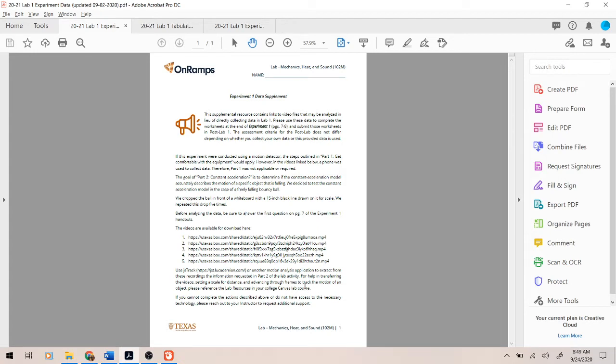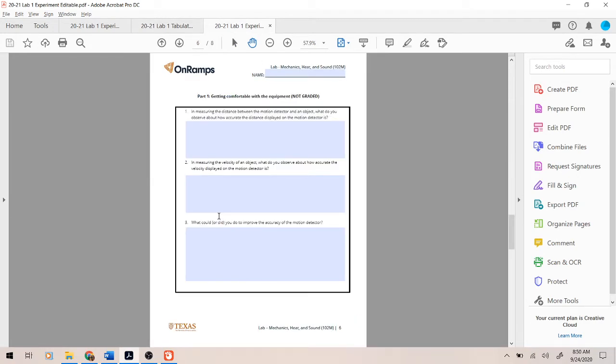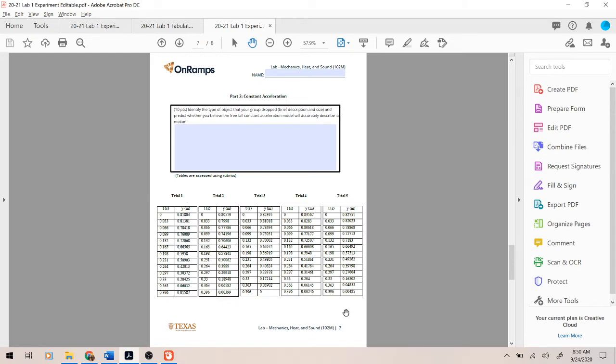Your second option is to go to the tabulated data and use those numbers as they are. So you don't need to do the experiment or the video analysis. If you're choosing to go with the tabulated data, as you can see in your experiment paper, I have already copied and pasted those. So there is no point difference between using the tabulated data or getting your own data points. It's all up to you, but I highly recommend using the tabulated data points because they are more accurate.